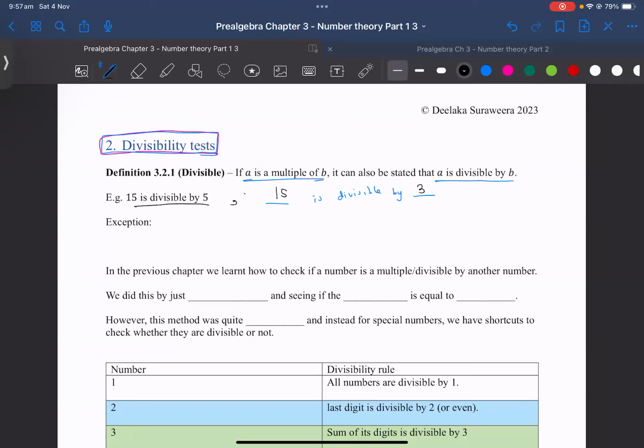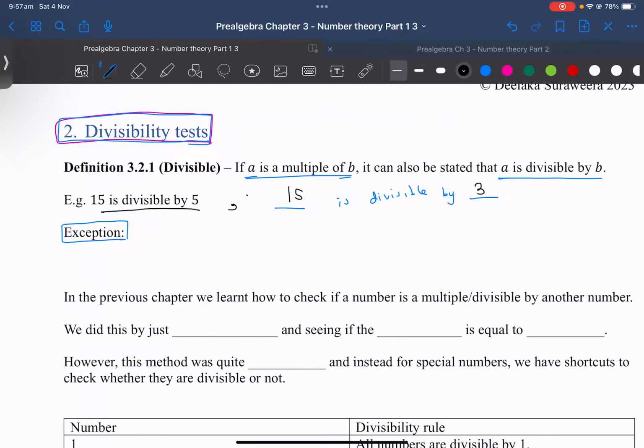There's one little exception though. I know it's almost the same. Let me ask you a question. Is 0 a multiple of 0? Yes, because 0 times 1 is 0, 0 times 2 is 0. So 0 is 0 times any whole number. Exactly. So now, my question is, is 0 divisible by 0?